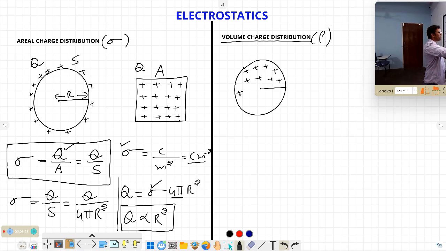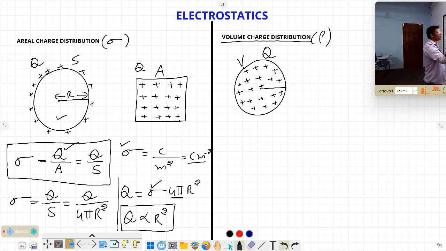Because the atoms are present inside and on the surface also, that's why we are writing the charge distribution throughout the body. But in the case of areal distribution, there is empty space inside; we did not draw any charges inside that. Here we draw the charges in the complete area. So this has volume, right? And charges are distributed. The total charge of the body is Q.